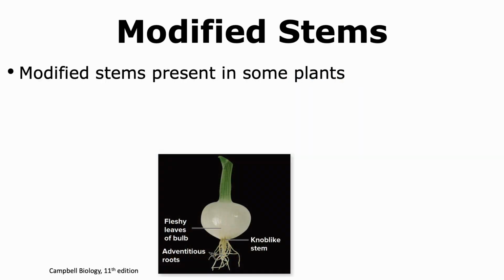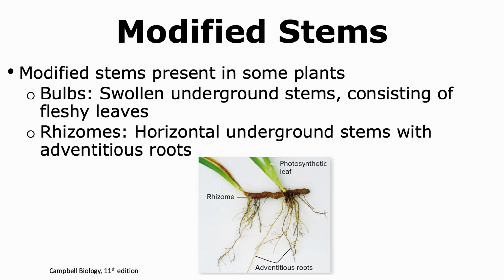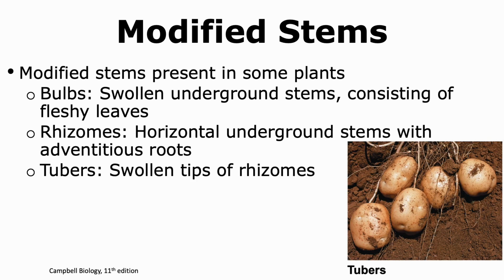The way some plants possess modified roots, we do have plants that possess modified stems. Bulbs, for example, are swollen underground stems that consist of fleshy leaves. An example of a bulb is an onion. Rhizomes are horizontal underground stems that give rise to adventitious roots. Many ferns show the presence of rhizomes. Tubers are the swollen tips of rhizomes. An example of a tuber is a potato.